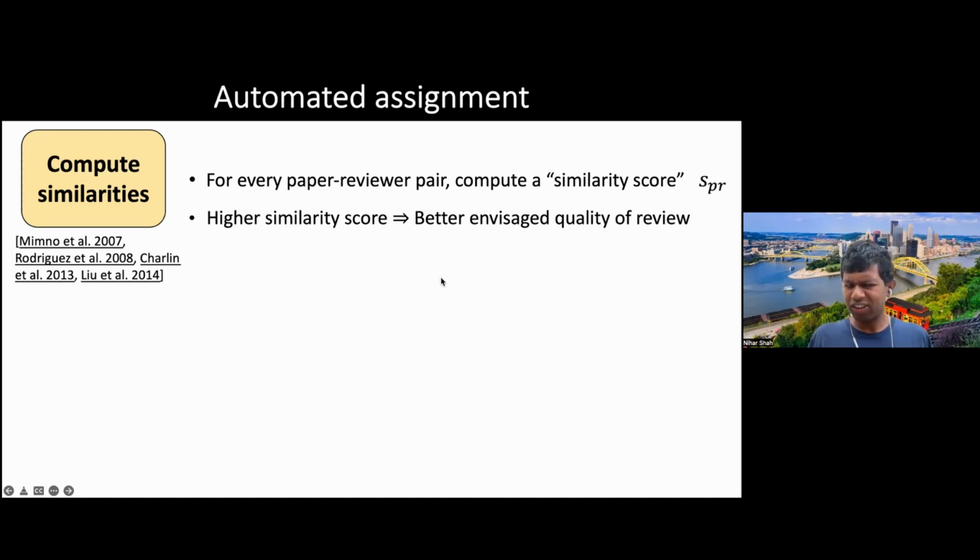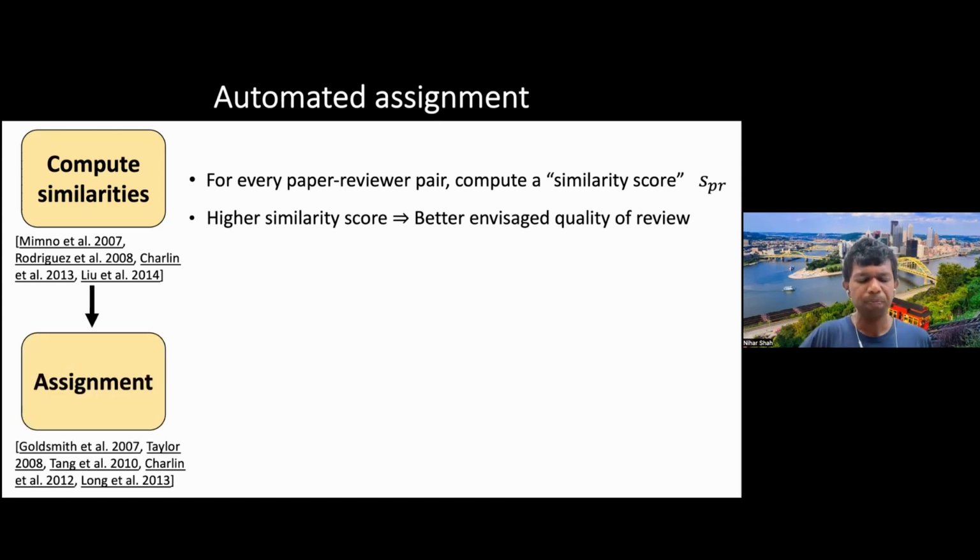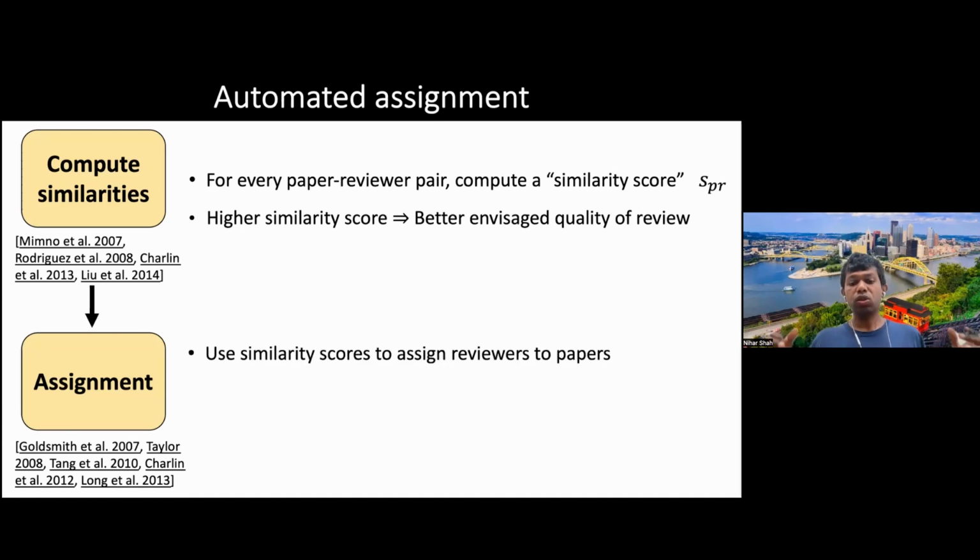Now, as I said, there are various techniques to compute these, many of which use natural language processing, and there are some references here. Once these similarity scores between every paper-reviewer pair are computed, next you do the assignment. That is, you use the similarity scores to assign reviewers to papers.